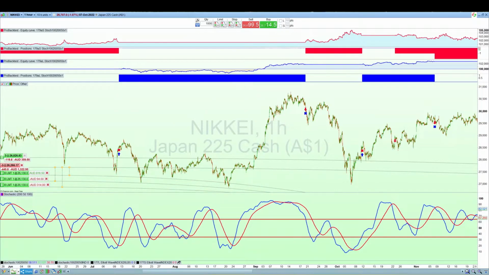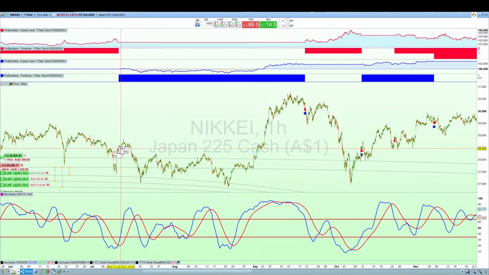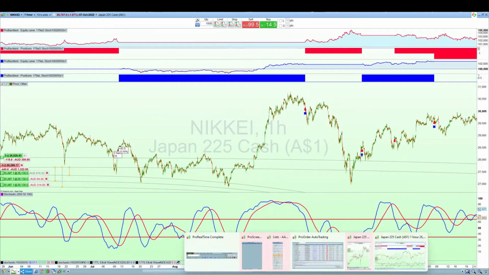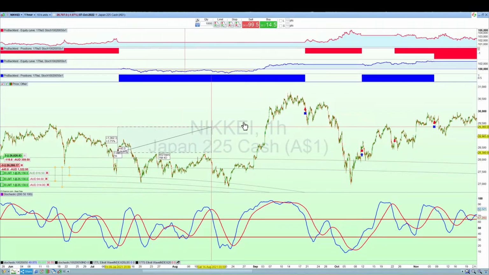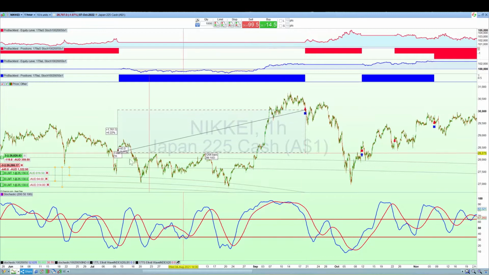Let me just draw a ruler in terms of the percentage gain made. So from that entry, let me do that again. Bear with me one second. So you can see there, it's made a 6% gain in that period. I want to make at least a 5% gain before we exit the trade.